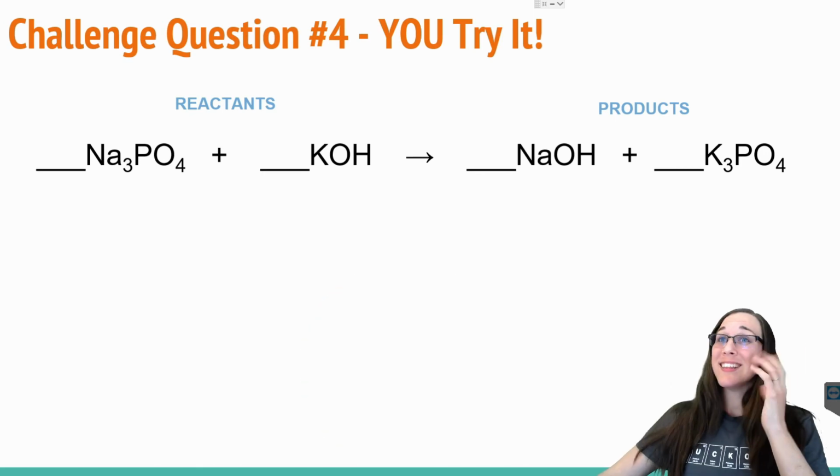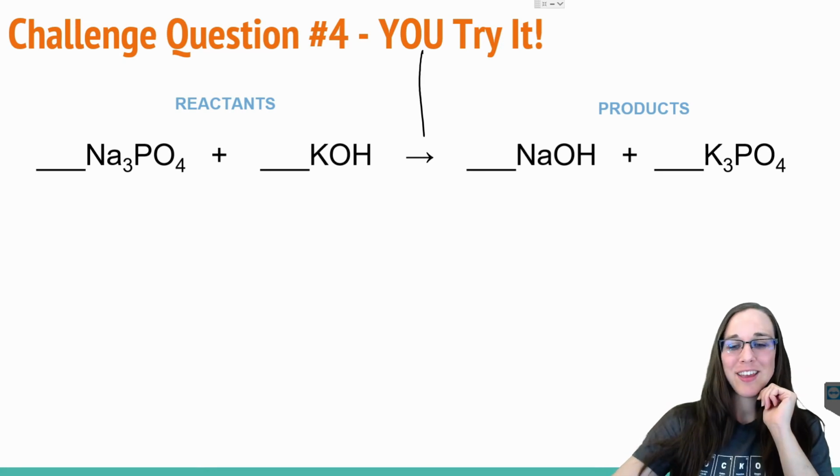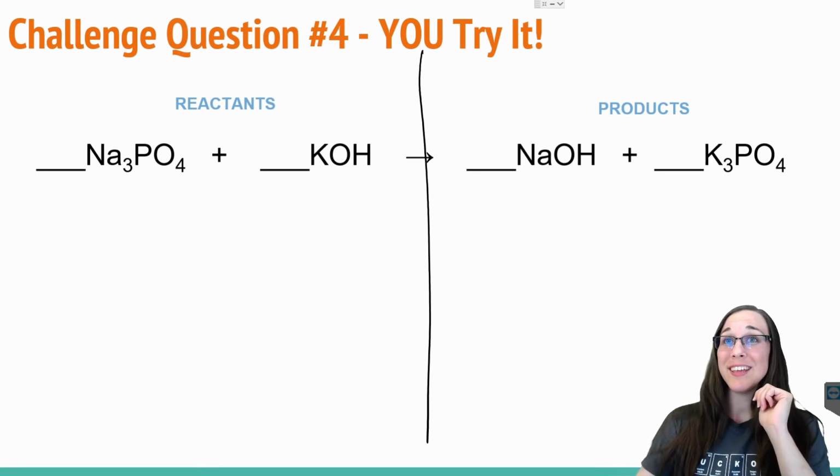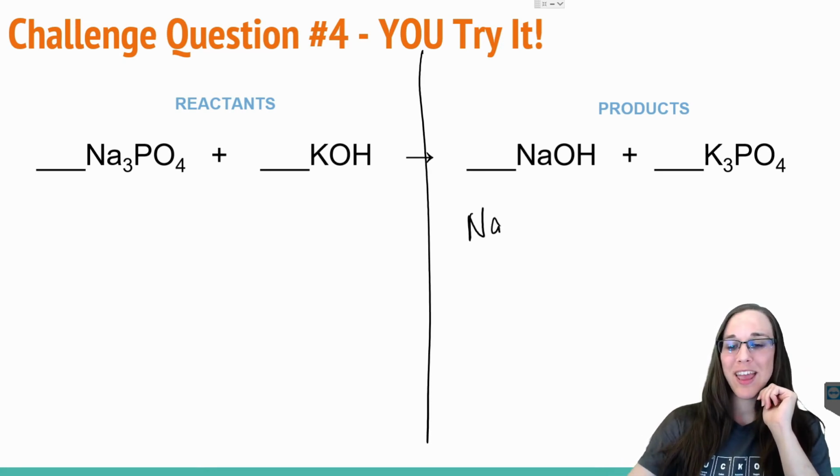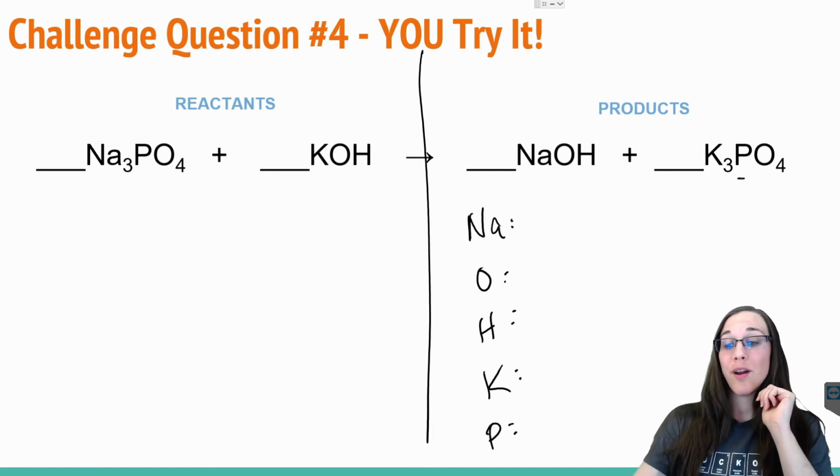And last but not least, let's give this one a try. Draw that line through your reactants and products. Let's tally up the atoms that are present. We have Na, we have O, we have H, and we have K for potassium. We also have P in this one for the phosphate polyatomic ion.